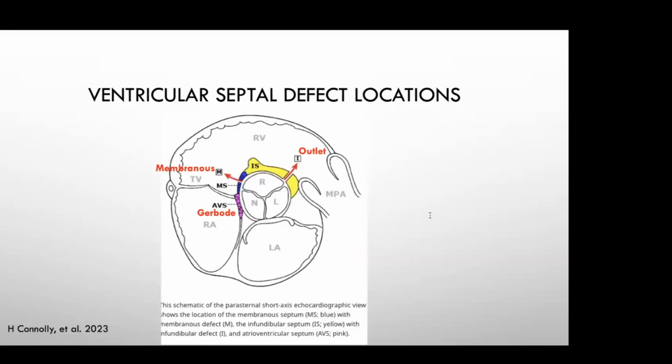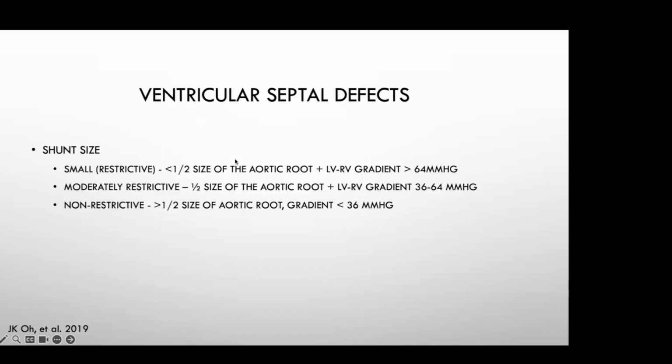And then it's helpful to imagine how these VSDs are positioned on the short axis view around the level of the aortic valve. So Gerbode defects drain from the LVOT into the right atrium, membranous into the proximal portion of the right ventricle near the tricuspid valve, and outlet into the more distal portion of the right ventricle near the pulmonary arteries. And I'll show you some more pictures of this view later on.